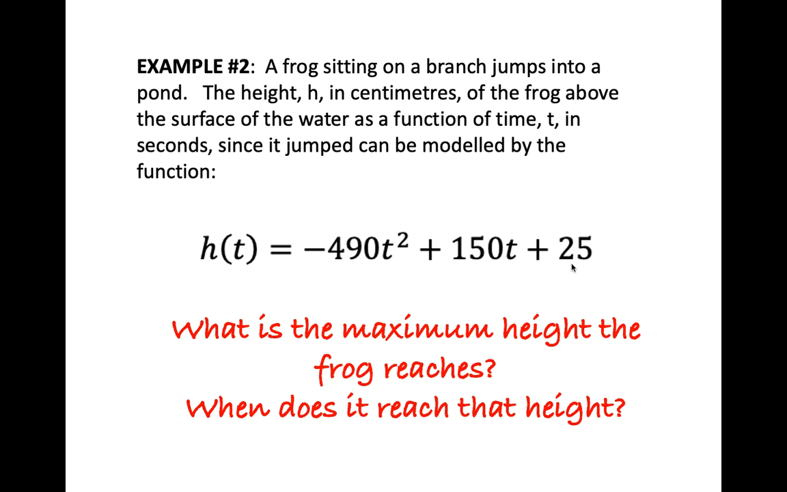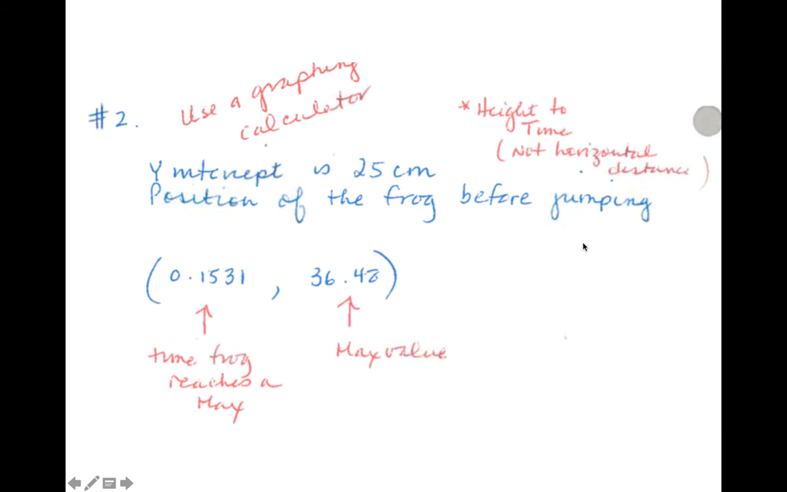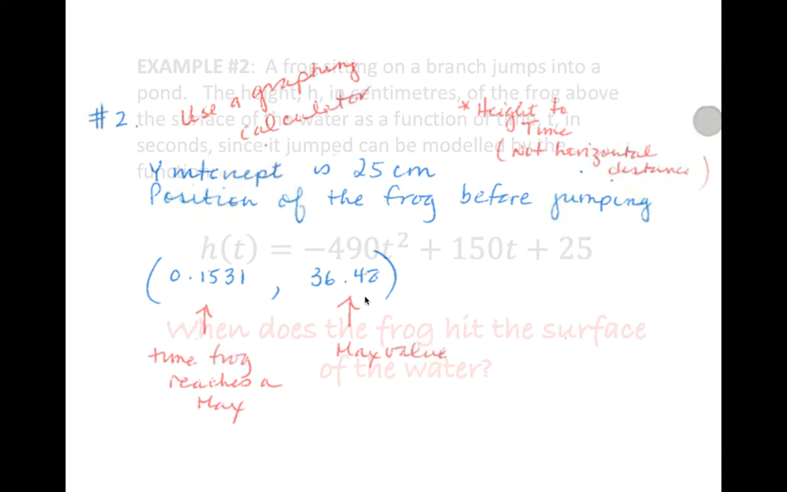Next one, what's the maximum height the frog reaches? So we're going to be looking now for the vertex. What is the maximum height and when does it reach that height? So we're going to need to use our equation, and you'll see that I actually used a calculator so that I could find it. And so I found these were my numbers when I calculated the vertex for it. So at 0.15 seconds, the frog reaches a maximum value of 36 and a half, about that.